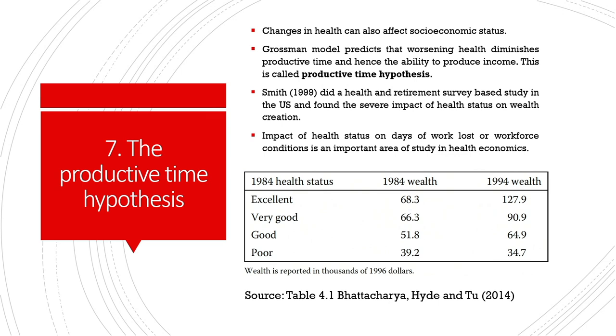Now, this table here is based upon the Smith 1999 study. This is based upon a survey. The first column here shows the health status of individuals who have been surveyed. People who had excellent, very good and poor health conditions in 1984, and their wealth status was reported in 1984 and 1994, and you would see that people who had excellent health conditions continued to increase their wealth in 1994. Similarly, for those who were in very good health status and good health status, but those who had poor health status had reduced overall wealth after a 10-year period.